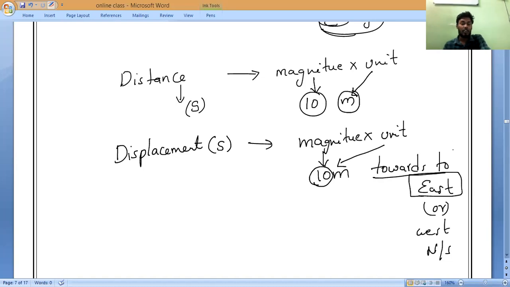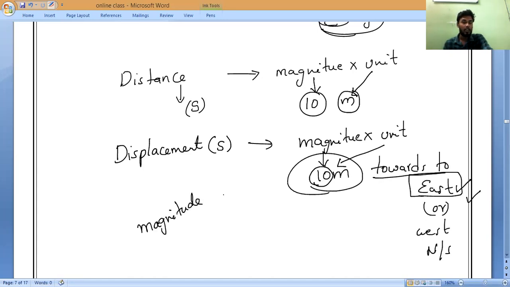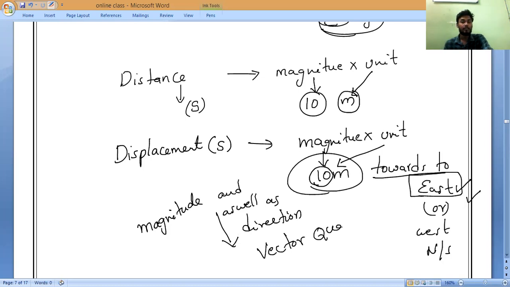Yes, sir. So when I am talking about direction, remember: magnitude plus direction. If I am talking about magnitude as well as direction, then that physical quantity is called a vector quantity. What do we call it, guys? Vector quantity. What do you mean by that? Magnitude as well as what?